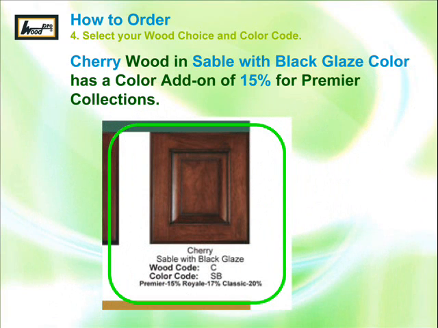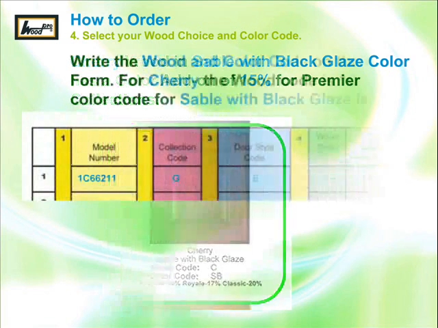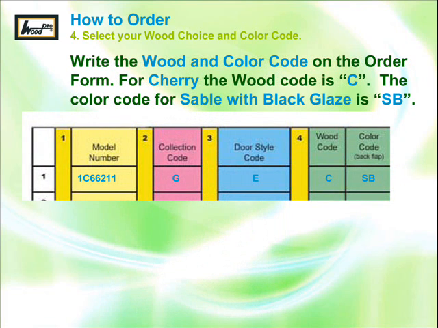On the primary wood color page, we will find the color we are using for our example, cherry wood in sable with black glaze color. Now this color has an add-on percent of 15% for Premier collections. You will also notice that for Royale collections, that add-on percent is 17% and Classic 20%. The wood code is stated here, where C is for cherry and SB is for sable with black glaze. We can now add the wood and color code choices on our order form, C for wood code and SB for sable with black glaze.